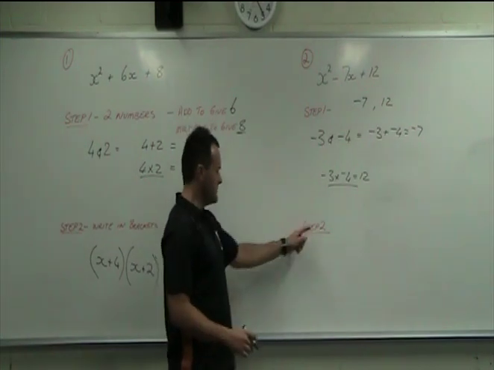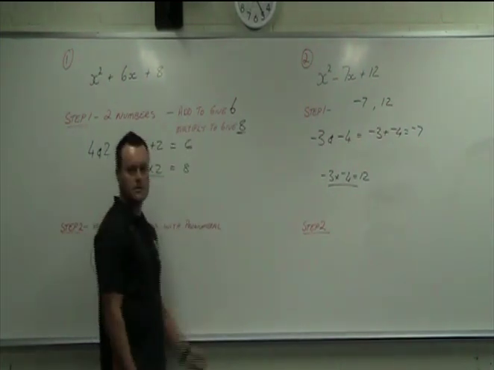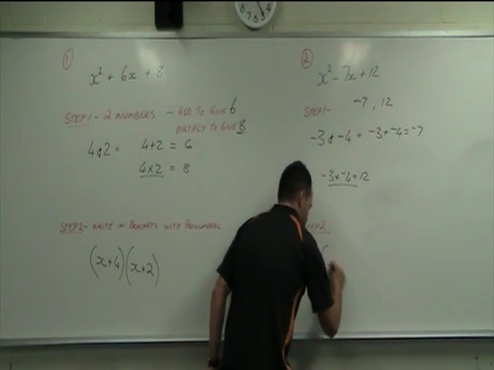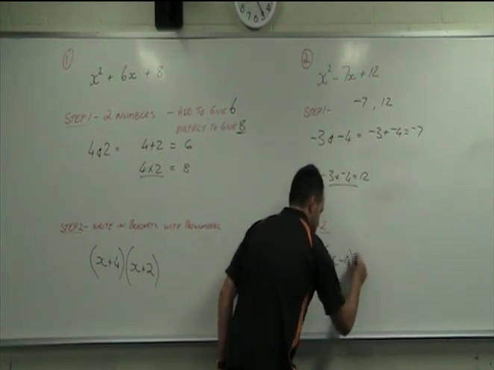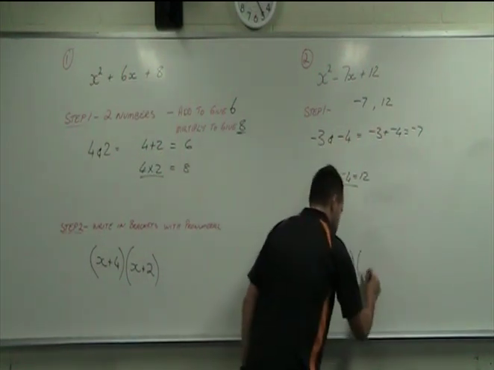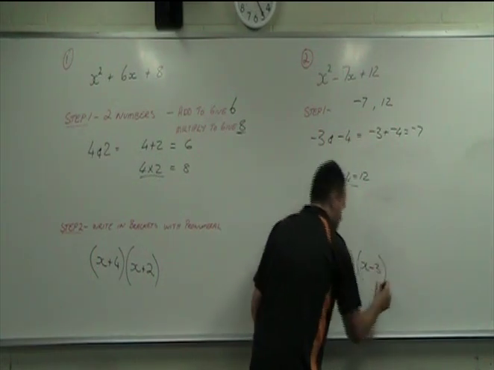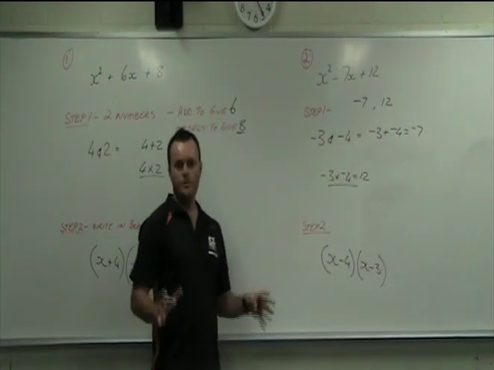We then write them, step 2, in brackets with our pronumeral. So x minus 4, x minus 3.